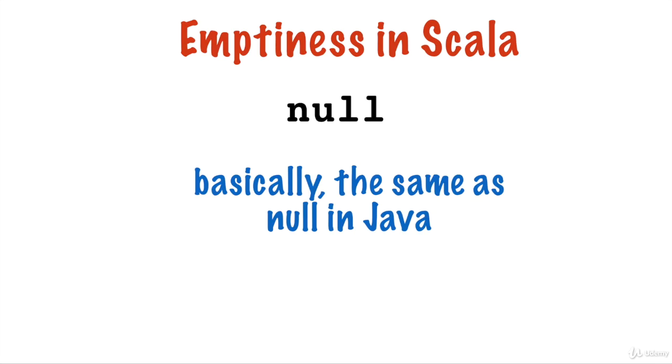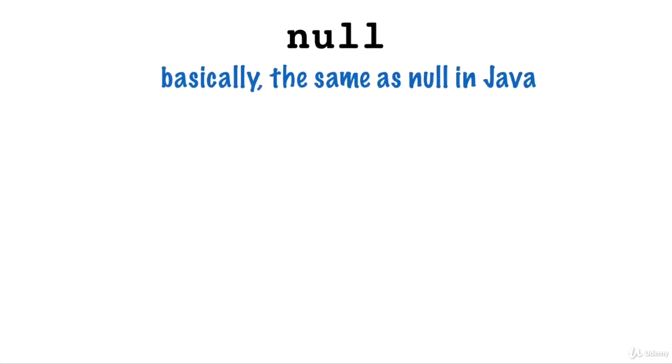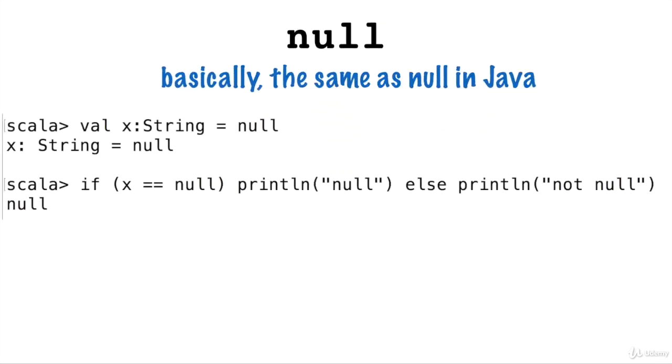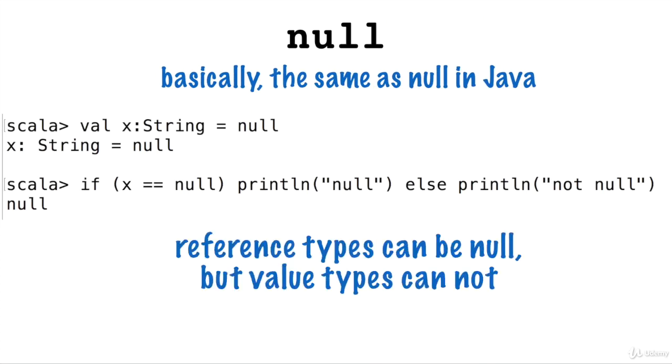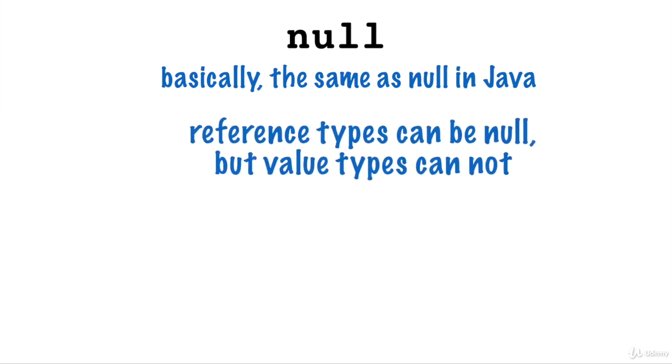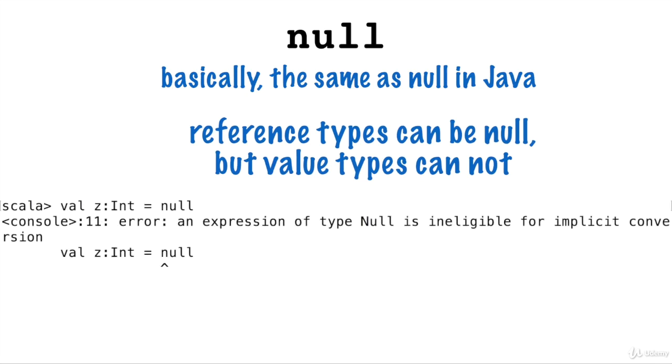This is basically the same as null in Java. You can use this as a value. Again, this is a value. You can use this as a special value, although there is a preferable way to do null testing. This has to do with Option collections, more later. Reference types can be null, but value types cannot. If you try to assign the value of null with a lowercase n to an integer, an error results.